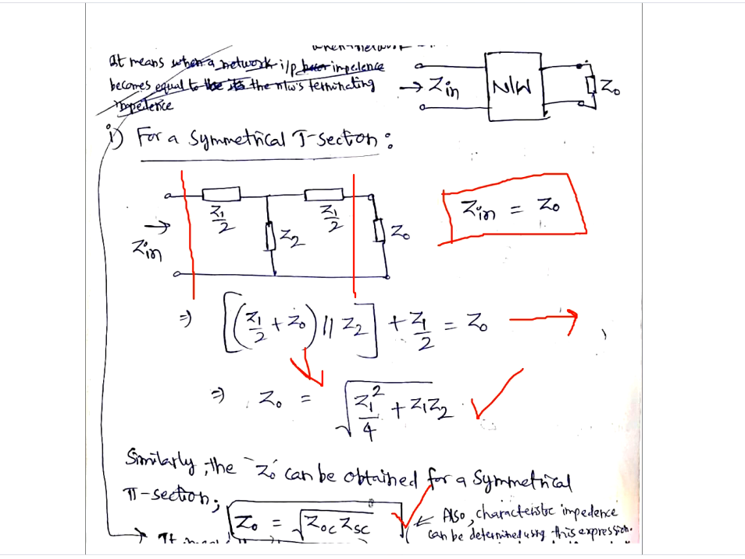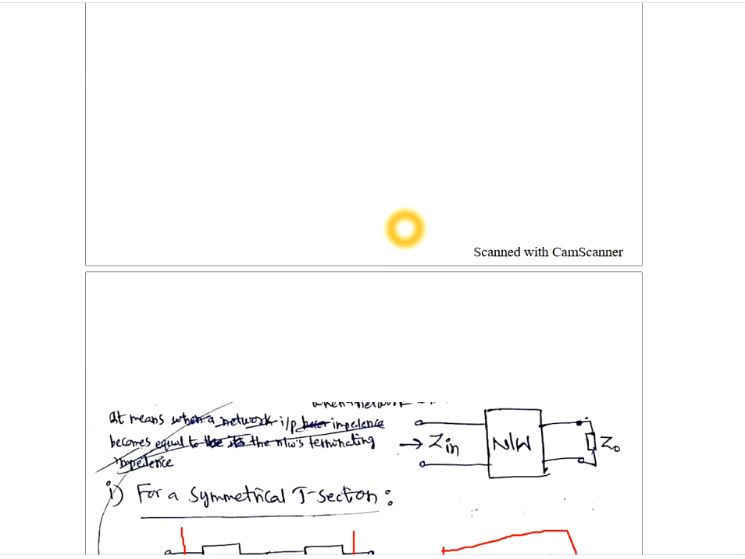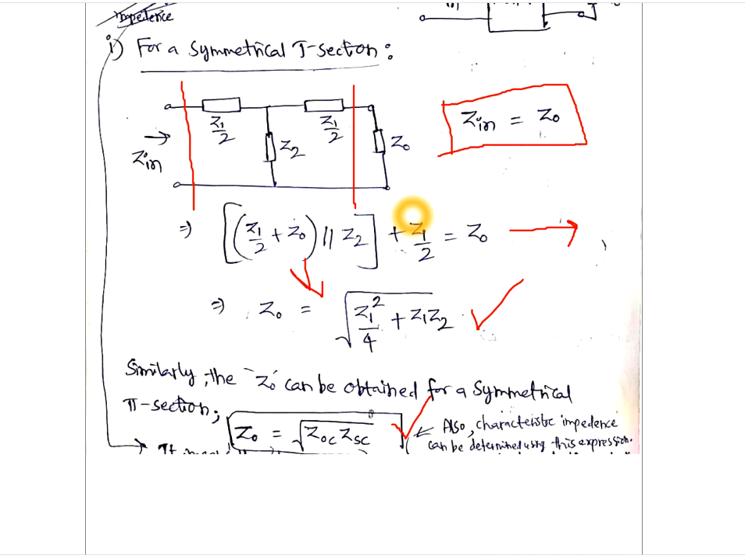If it is not symmetric and this condition is happening, then we will call them iterative impedances, like we have seen in the previous parameter. That's why I told you in that lecture, note that it is not a symmetrical network. If it is a symmetrical network and Z0 and Zin are equal, then it is called characteristic impedance, not iterative impedance. This is a very important distinction here. That's it. Thank you.